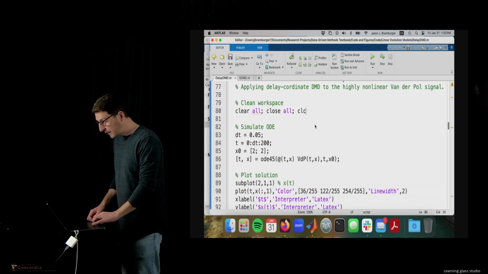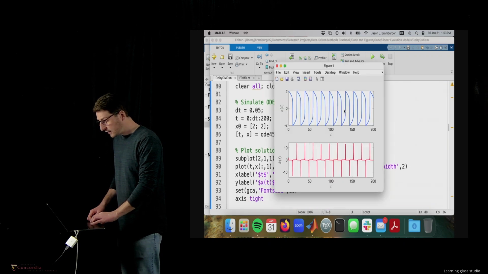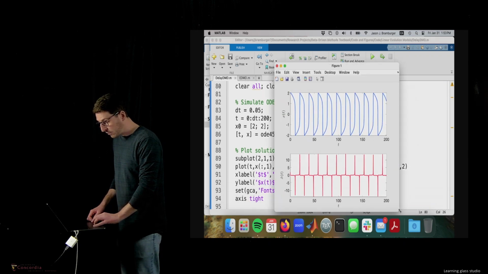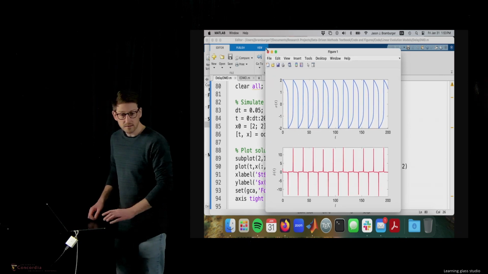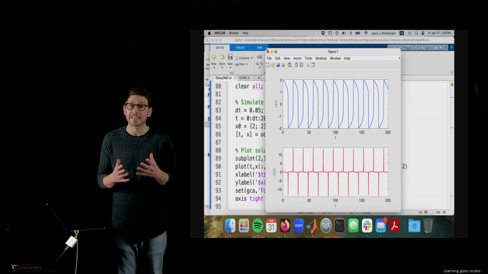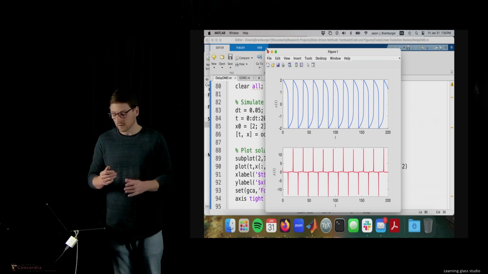Now let's do another example where we're going to generate a signal from the van der Pol oscillator. The van der Pol oscillator is a very, very famous dynamical system that generates what are called relaxation oscillations. These are very sharp and singular oscillations.